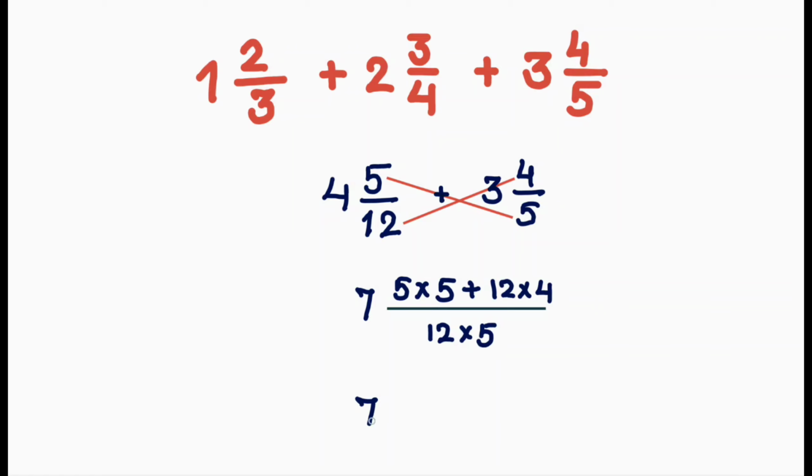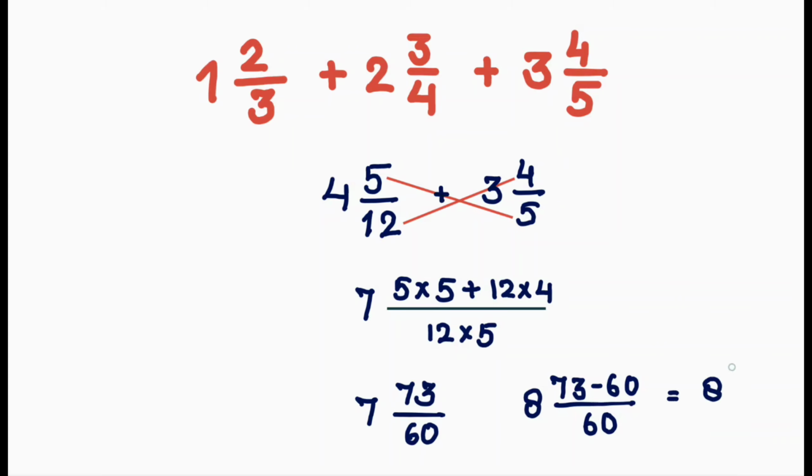This value is 7, 25 plus 48, 73 over 12 and 5, 60. Again, the numerator is greater than the denominator. Subtract the denominator from the numerator. Keep the denominator intact and add 1 to the integral value. This will become 8, 13 over 60.